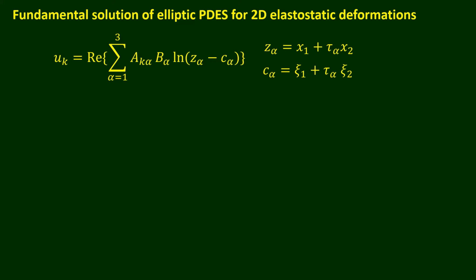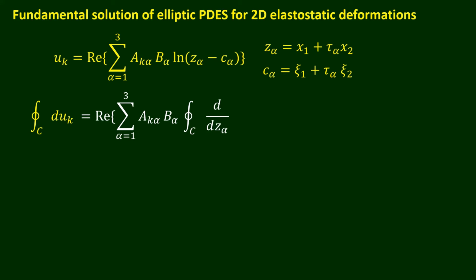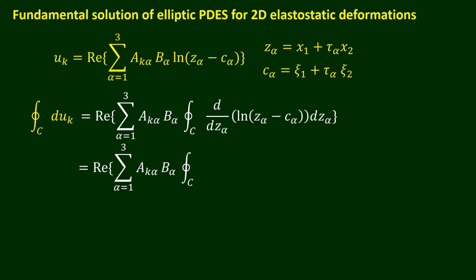From the singular solution, we find that the integral over C of du_k equals the real part of the sum, α equals 1 to 3, of A_kα B_α times the integral over C of d/dz_α of the complex log of (z_α − c_α) dz_α, which equals the real part of the sum of A_kα B_α times the integral over C of dz_α over (z_α − c_α).